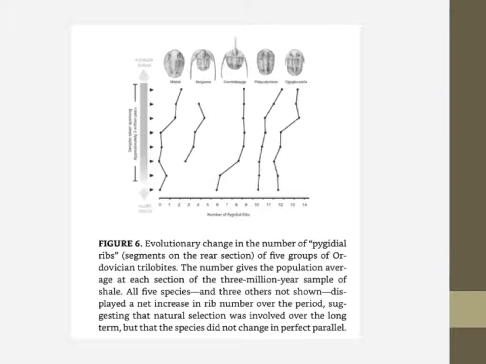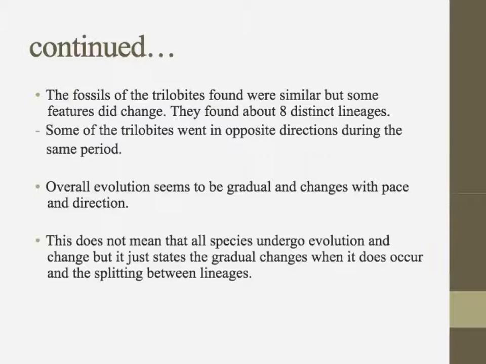And here we have the trilobites. They have the different lineages that were found. And then we have the fossils of the trilobites that were similar. Some of the trilobites went in opposite directions during the same period.